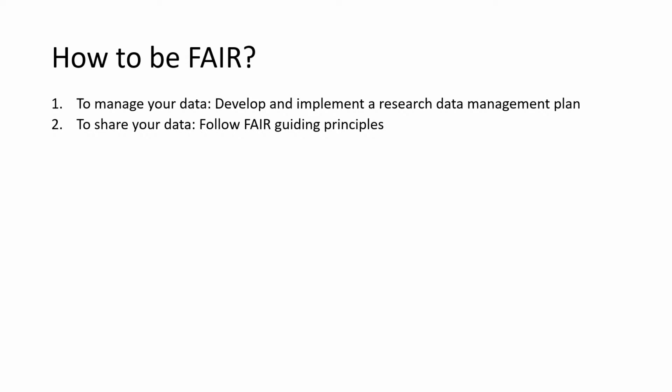Okay, so now the last part is how to be FAIR. We learned what FAIR is and why it is important to be FAIR, but how to be FAIR? To be FAIR, you need to have your data well managed. To manage your data, develop and implement a research and data management plan. That's the first step: before you do the work, you develop a data management plan. This is how I will manage my data.